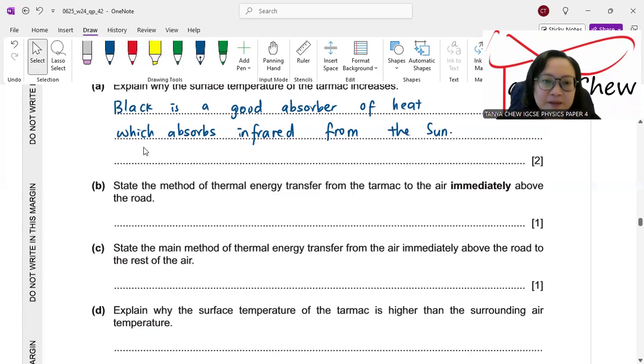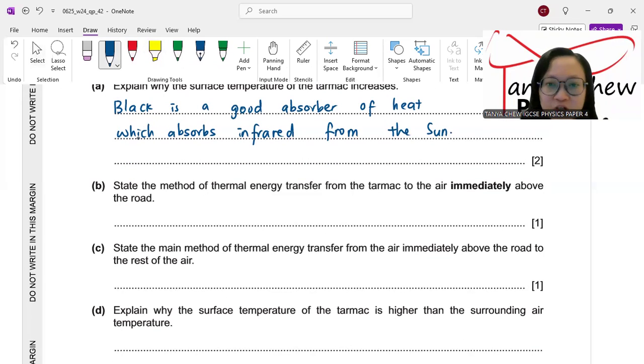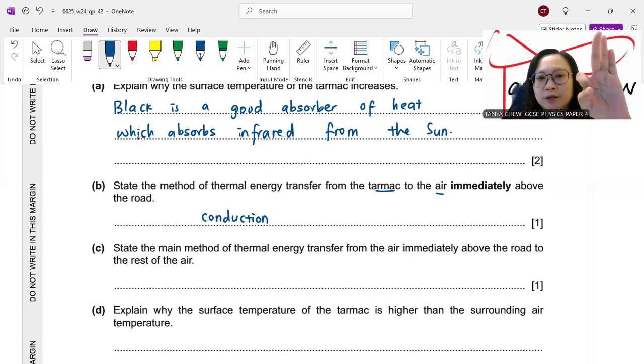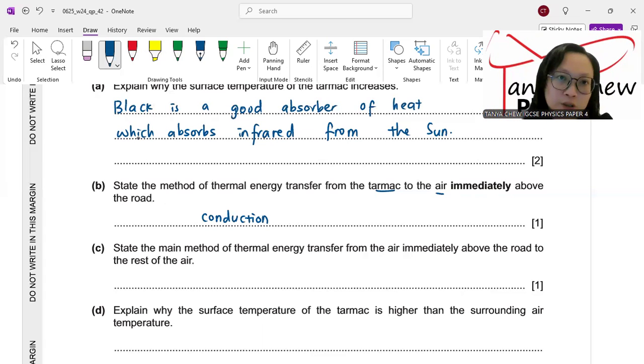Now B, state the method of thermal energy transfer from the tarmac to air. So air is on top of the tarmac, immediately above the road. So this is called conduction, yeah? So there are 3 methods of how thermal energy is being transferred: conduction, convection, and radiation. So conduction, that means there is a physical contact, yeah, between the tarmac and the air above it, right?